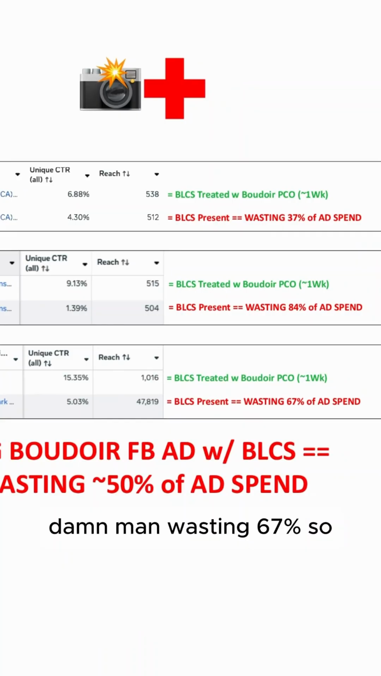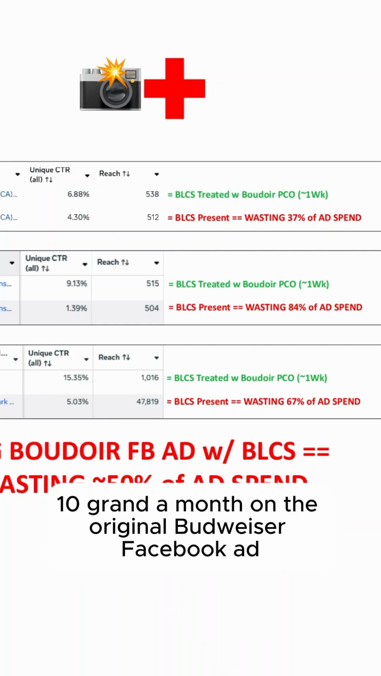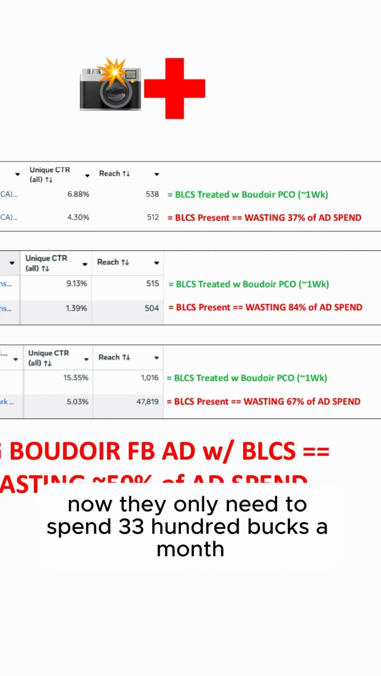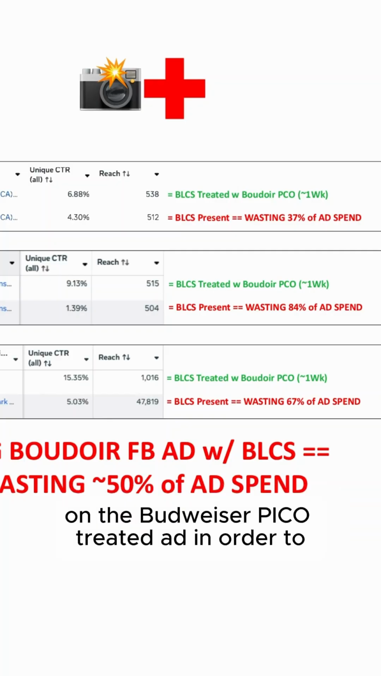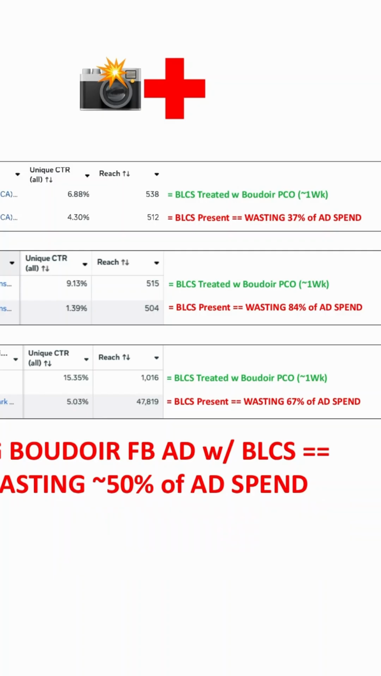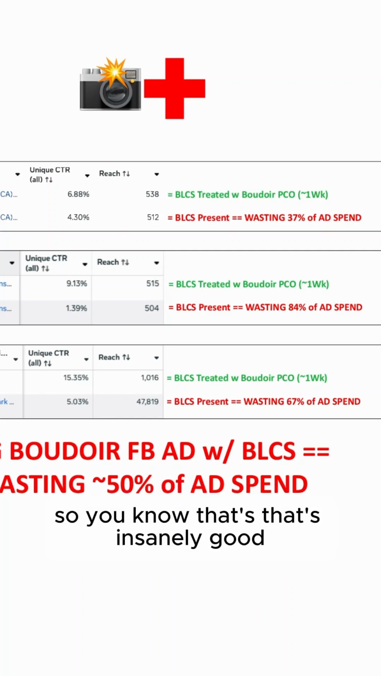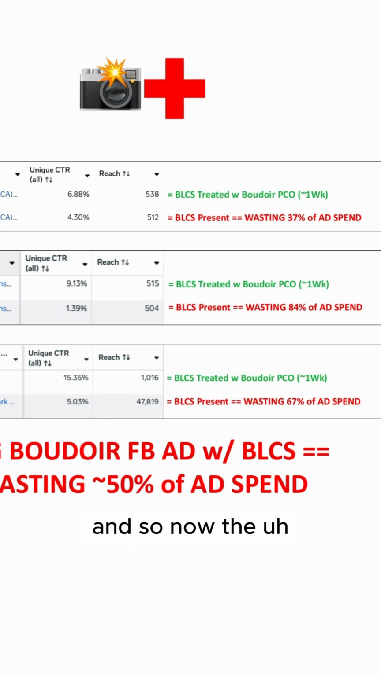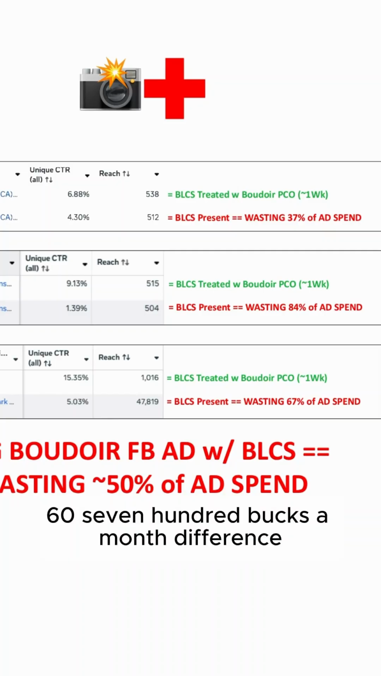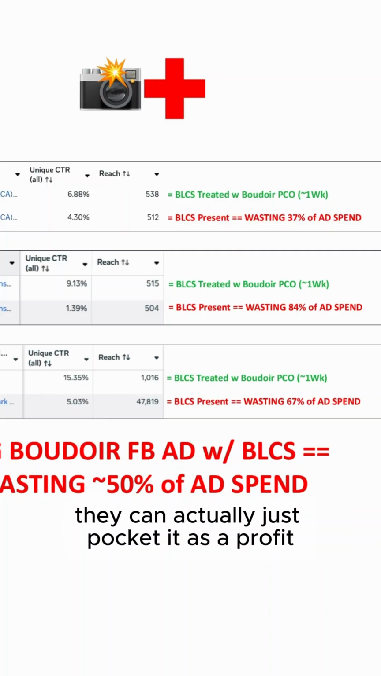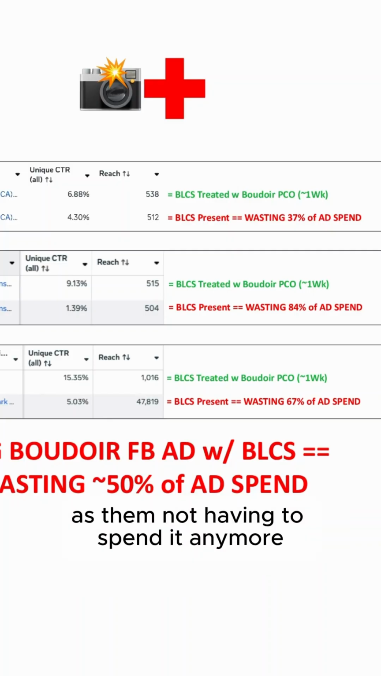Wasting 67%. So if they're spending 10 grand a month on the original boudoir Facebook ad, now they only need to spend 3,300 bucks a month on the boudoir Pico treated ad in order to get their ad into the same number of women's brains. So, you know, that's insanely good. And so now the 6,700 bucks a month difference, they can actually just pocket as profit, as them not having to spend it anymore.